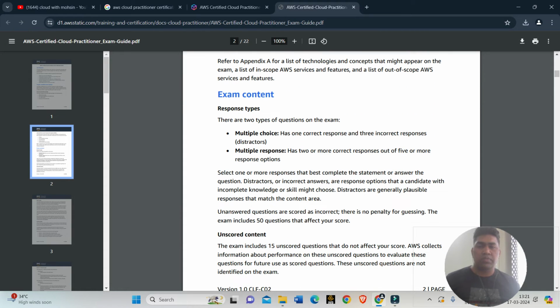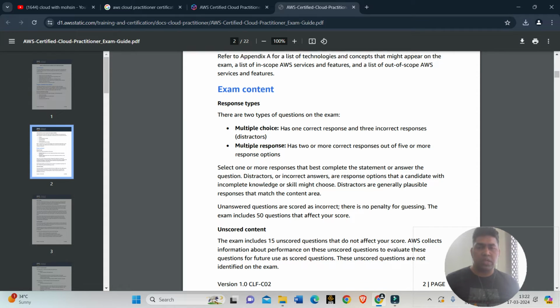Now let's talk about exam content. With respect to exam content, we have the response types. There are two types of questions on the exam, as we mentioned earlier: multiple choice and multiple response. Multiple choice has one correct response and three incorrect responses, which are also called distractors. Multiple response has two or more correct responses out of five or more response options. So we can either have one correct answer out of four, or there could be five or six options, out of which we need to select two or more.